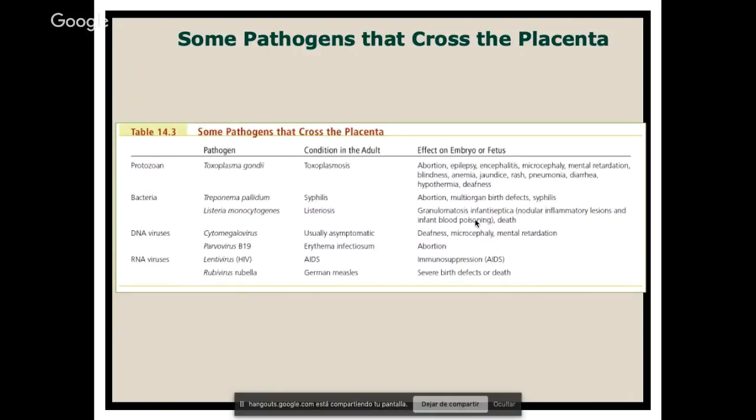It's important also to know that some pathogens cross the placenta. For example, the protozoa from toxoplasmosis, bacteria from syphilis, some viruses like cytomegalovirus, and RNA viruses like HIV.